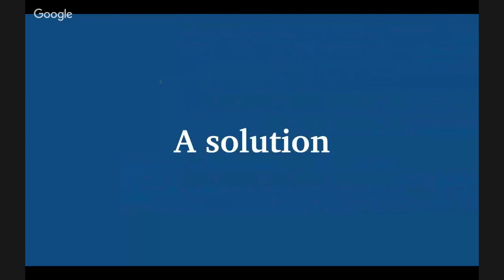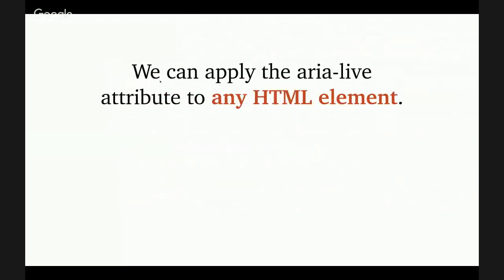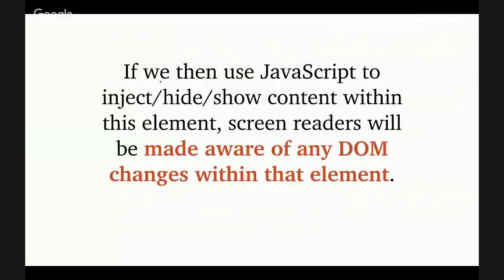Okay, so what are the solutions? Well, aria-live is our great friend here. This attribute allows us to notify screen readers when the content is updated on specific areas of the page, and we can apply it to any HTML element. It's just done like this. Here's our div, and aria-live is the attribute, and in this case the value is polite. I'll talk about the three options in a second. Now we can use JavaScript to inject content inside that element, and screen readers will be made aware that the DOM has changed within that element.